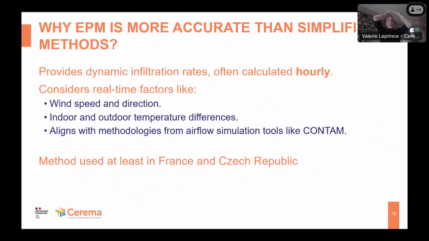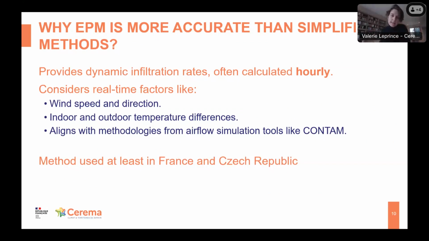So why is this method more accurate than simplified methods? First of all, it provides a dynamic infiltration rate. Usually we calculate on an hourly basis or on a 15-minute basis. That depends on regulation. Usually it's 1 hour. It considers real-time factors such as wind speed and direction, indoor and outdoor temperature difference, and it aligns with the methodology for airflow simulation like CONTAM. So this is basically what is in CONTAM.